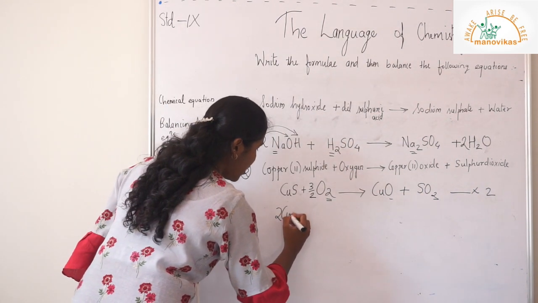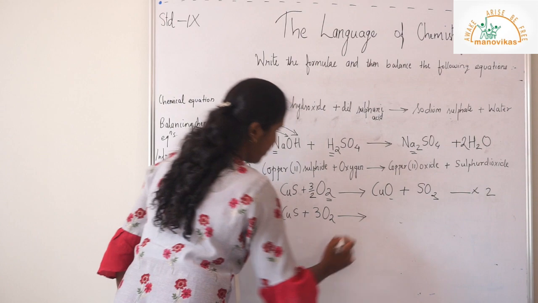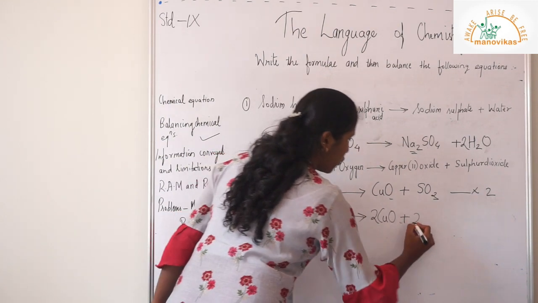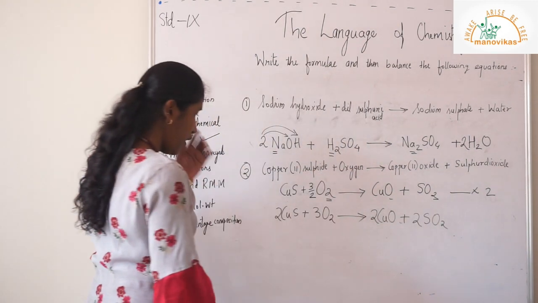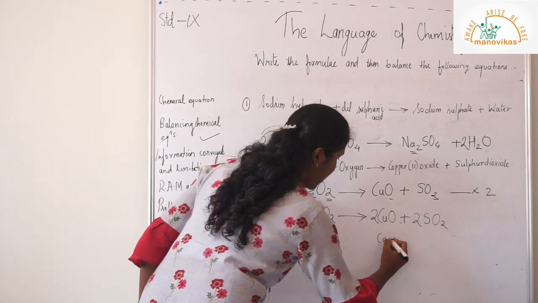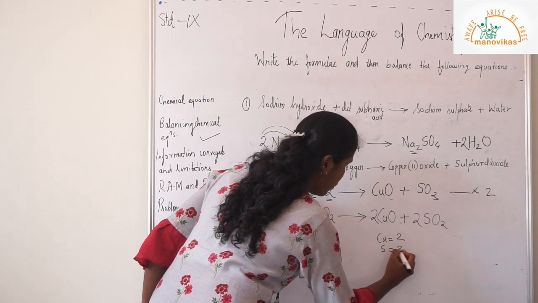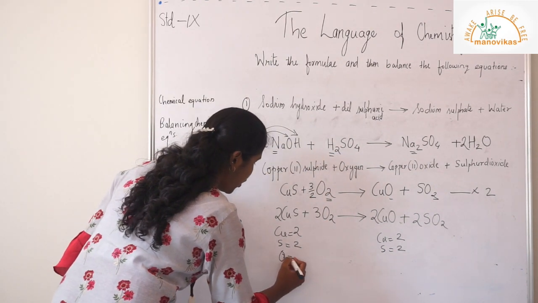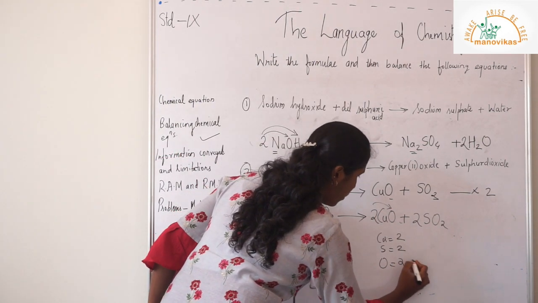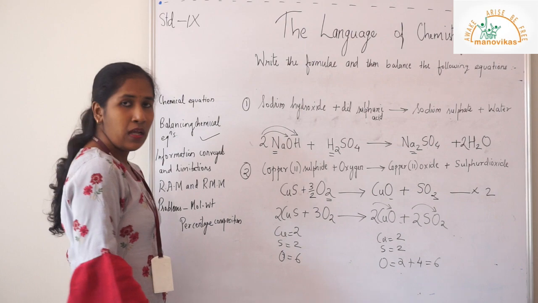So once you multiply, it will become 2CuS plus 3O2 gives. Again 2 into CuO will be 2CuO plus 2SO2. So we'll check if it is balanced. Copper here is 2. Here also copper is 2. Sulfur is 2. Sulfur here is also 2. Let's check for oxygen. Oxygen is 3 2s are 6. Oxygen over here is 2 plus 2 2s are 4, which is equal to 6. So the equation is balanced.